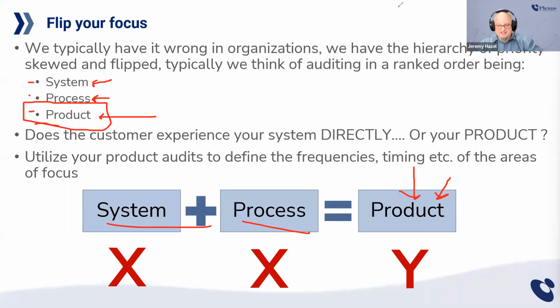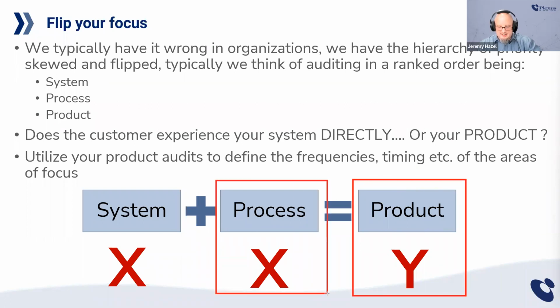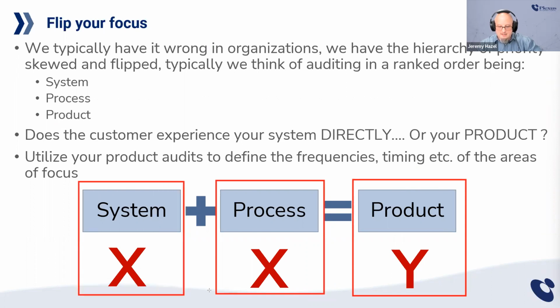Okay, now notice this is typically how it works. You have to be able to flip your focus. And when I say flip your focus, your product audits will tell you where your bodies are buried. Your product audits are the early warning sign for your processes, and your processes are all impacted by your systems. So the way that I want you to think about it, you actually want to work backwards from your product to your processes and then strategize your system last.